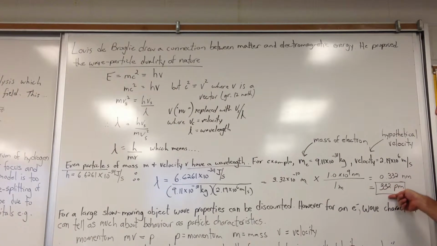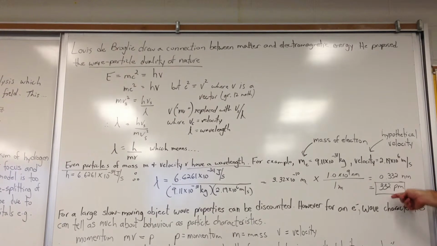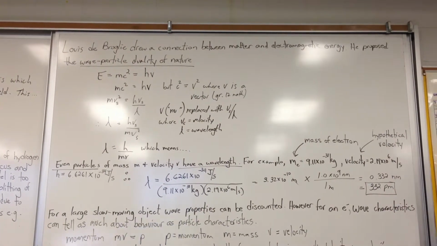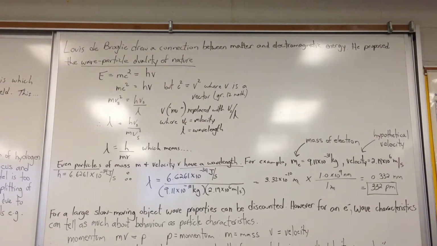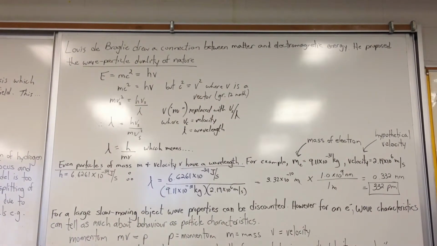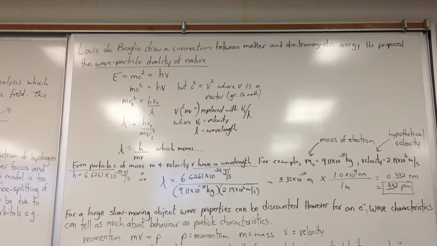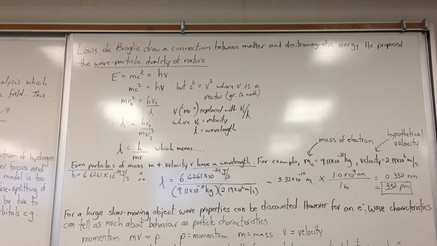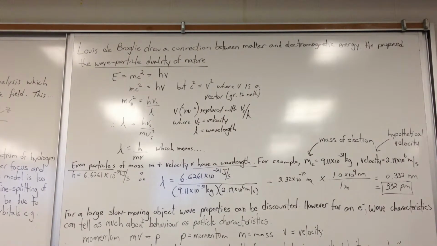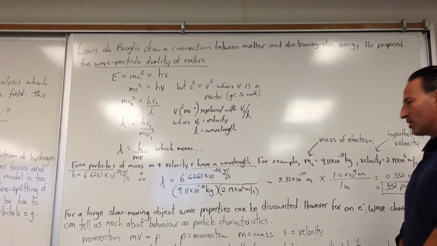And this fact was exploited to make the electron microscope. You can focus beams of electrons to create a lensing effect that can magnify objects, and this can be exploited to get magnifications in excess of 1 million or 2 million. Whereas with light microscopes, you can't go higher than about 2,000 magnifications because the detail washes out at any higher magnification. So for a large, slow-moving object, wave properties can be discounted. However, for an electron or some other small particle, wave characteristics can tell us much about the behavior of the particle.